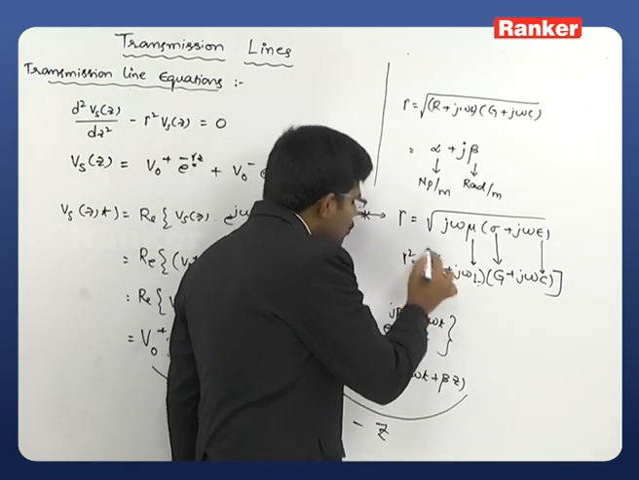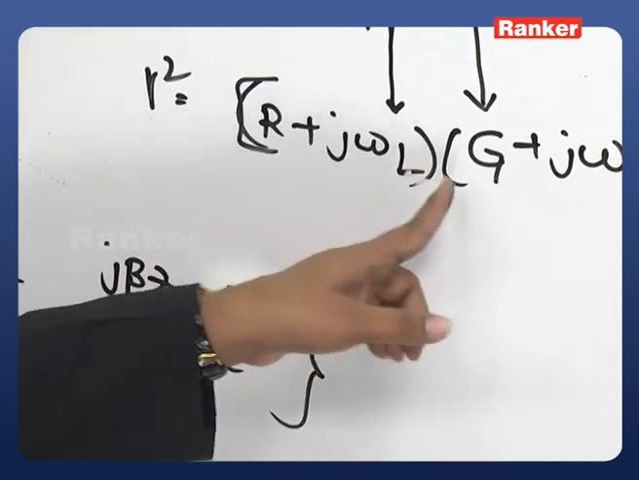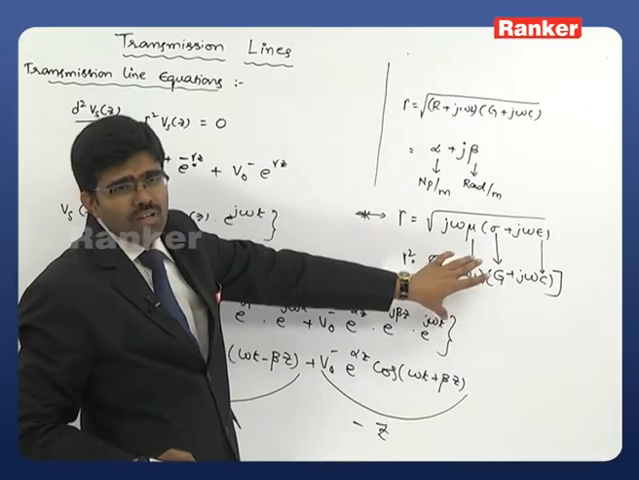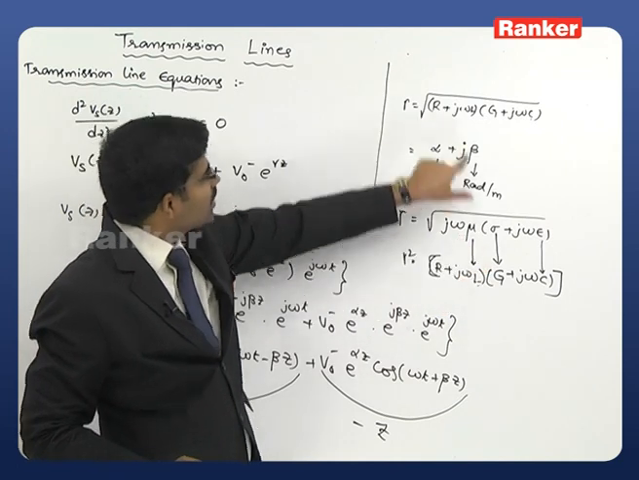So gamma squared is equal to, or gamma is equal to, the square root of (R plus j omega L) into (G plus j omega C). So there will be a clear comparison between these two. Even if you remember one equation, the other equation is very easy.